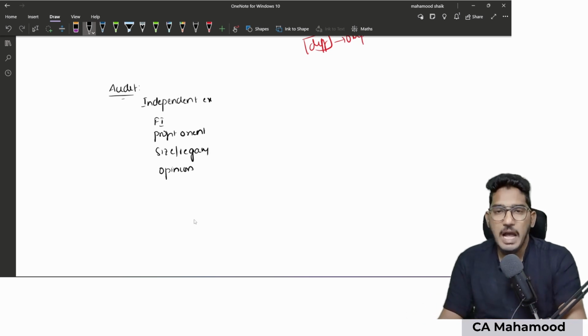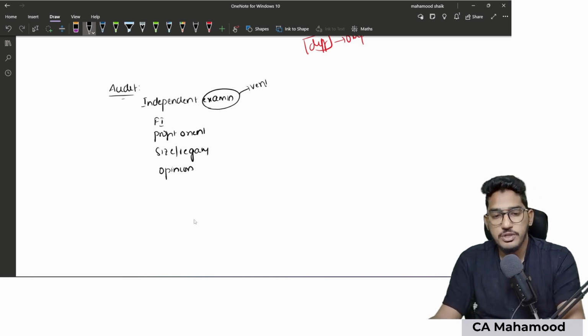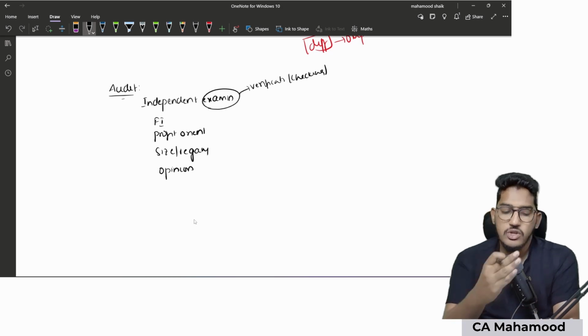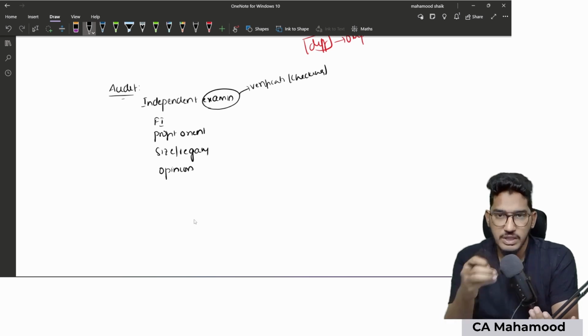What basically happens in the audit is that examination is going to happen. Now what do you mean by examination? Examination here means not the examination which you write. The general meaning of the term is verification, or we can call it checking, or scrutinizing. We can call it by various other names. So what audit basically involves is examination. We do some verification there, we do some checking there, we scrutinize something there.